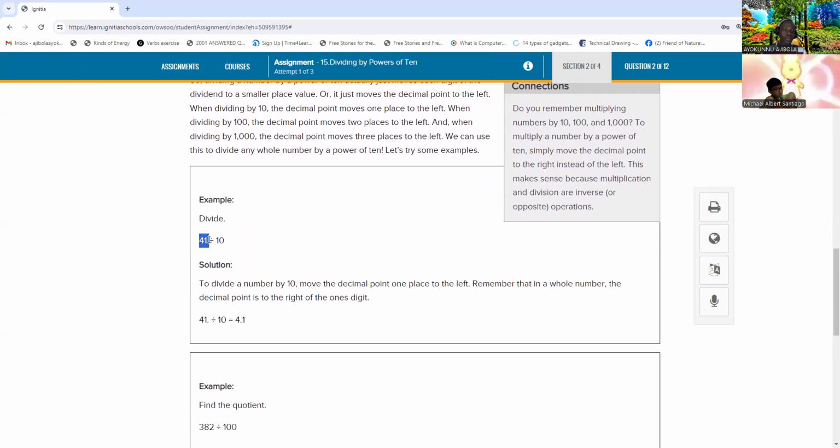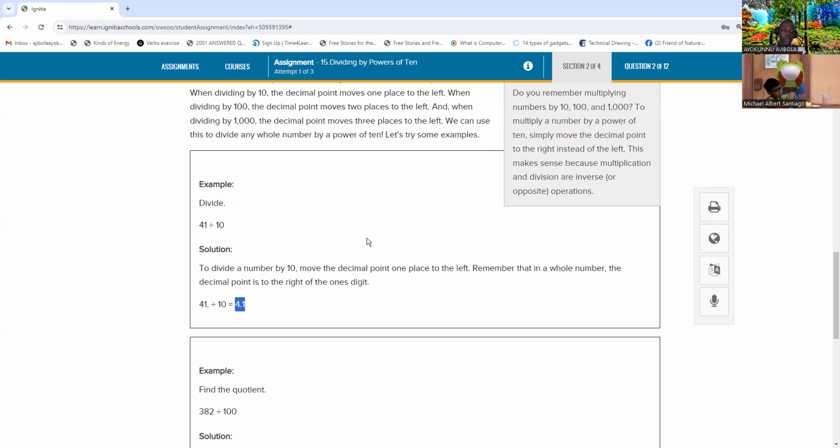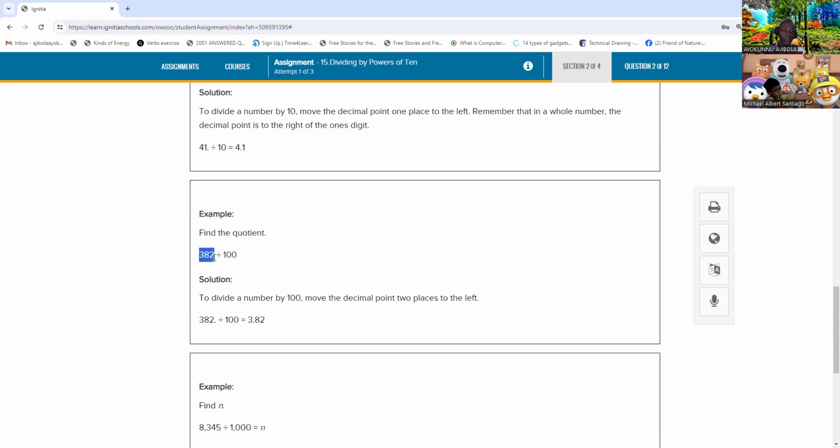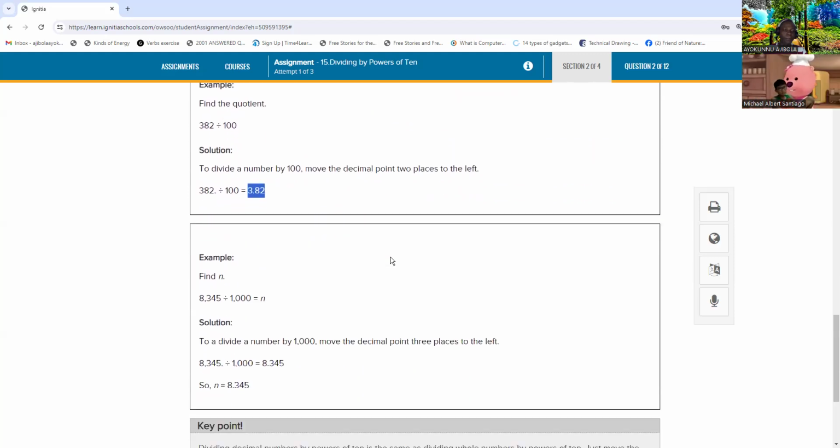Divide 41 by 10. That will be 4.1, okay? How did I get 4.1? I just moved the point after 4, I moved it by 1 step to the left. That's 4.1. Let's look at this next one. Divide 382 by 100. So the answer is 3.82. Is that clear, Miggy? Yes. Because we have moved the decimal 2 steps to the left since it is 100.